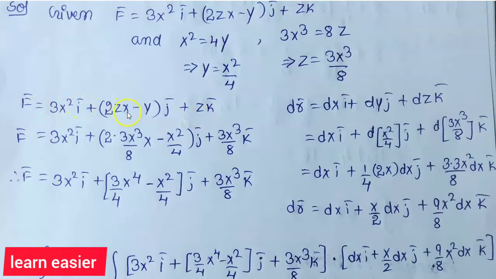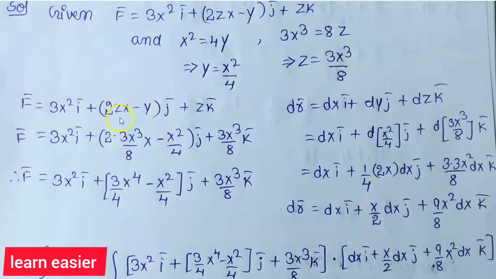But here you can see we have y and z terms in the functions f2 and f3. So here we have z, and we have to substitute z in terms of x. How can we get this from the curve? The curve is 3x cube equal to 8z. For calculating z in terms of x, we use this curve. From this curve, 8 comes here, so we get z equal to 3x cube by 8.